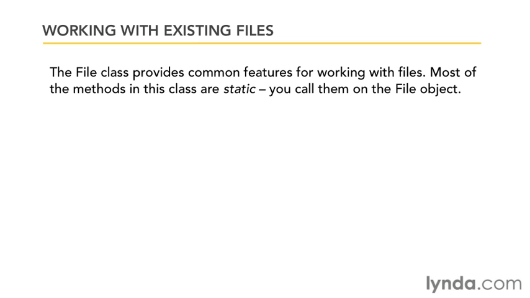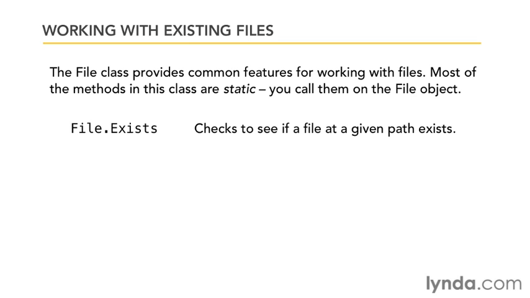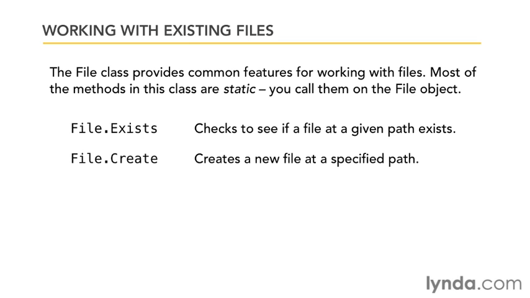So the File object provides some really useful functions. I'm going to go over some of them here, not all of them because there's quite a few. But for example, there's an Exists method that checks to see if a file at a given path exists or not. And if a file does not exist, you can call a method called Create, which surprisingly creates the file at the specified path. There's also functions for copying and moving and deleting files.